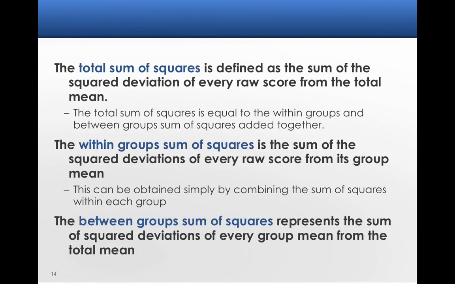The total sum of squares is defined as the sum of the squared deviation of every raw score from the total mean. The within group sum of squares is the sum of the squared deviations of every raw score from its group mean, and the between group sum of squares represents the sum of squared deviations of every group mean from the total mean.